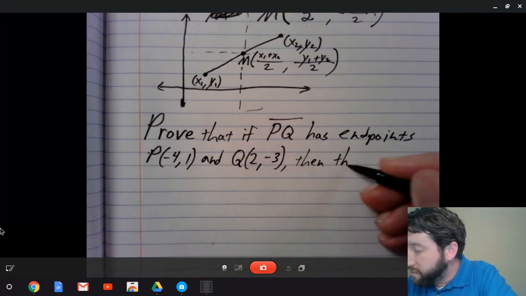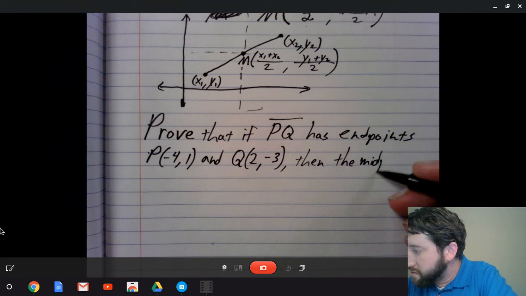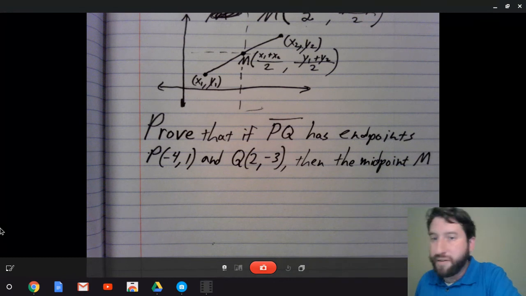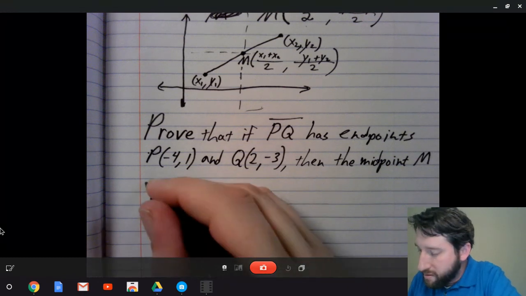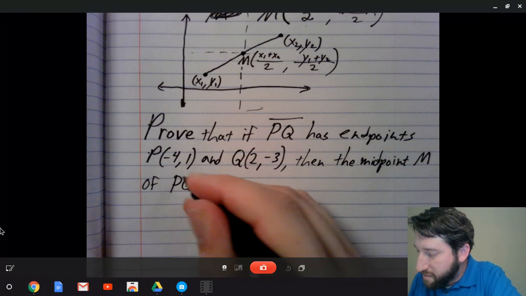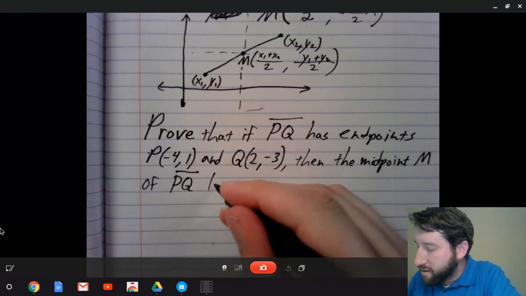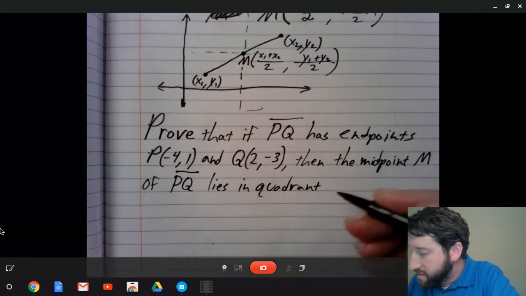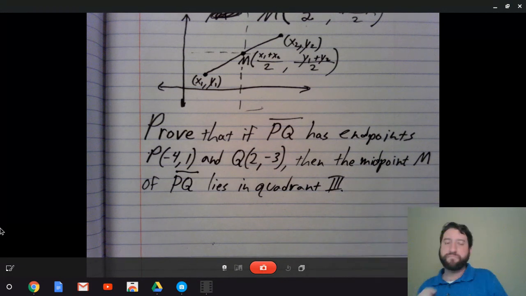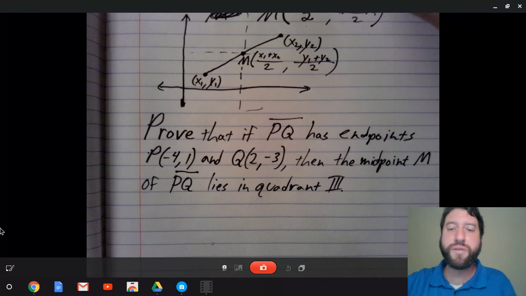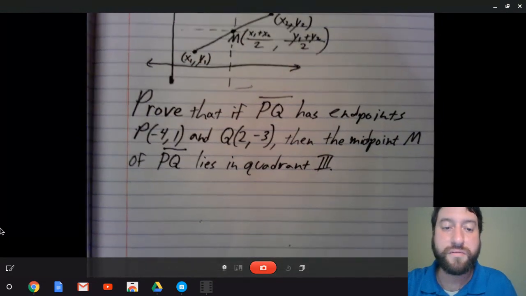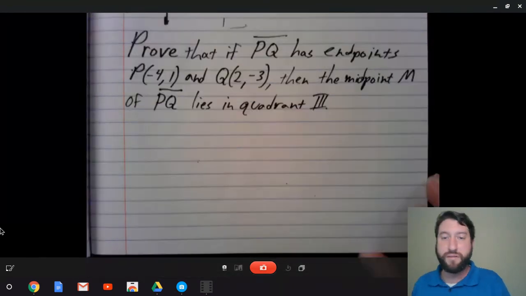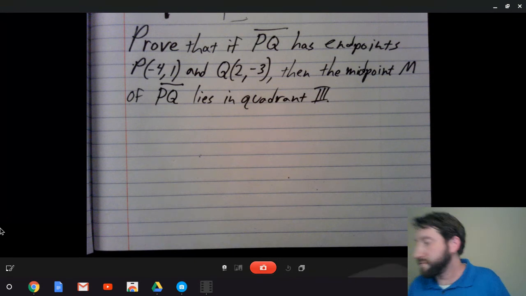So prove that if PQ has these endpoints, then the midpoint, and we're going to call this midpoint M, we'll just stay with M for midpoint, makes it easy, then the midpoint M of PQ lies in quadrant 3. All right. So prove that if PQ has endpoints of (-4, 1) and (2, -3), then the midpoint M of PQ lies in quadrant 3. So let's find out if that's true or not. Let's see if we can prove it.